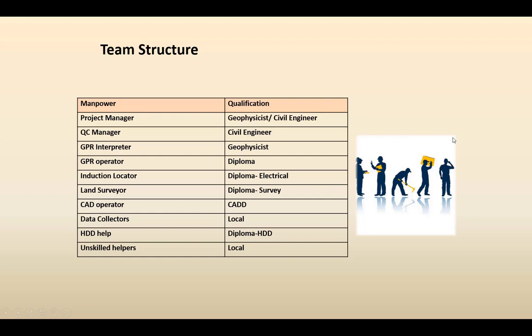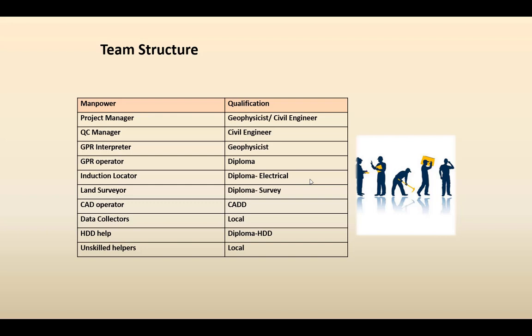The typical team structure of a SUE team: the project manager ideally should be a geophysicist or a civil engineer. Then there should be someone to do the QC, which can be a civil engineer. The interpreter ideally should be a geophysicist. The GPR operator can be a technician, a diploma technician. The induction locator ideally should have a diploma in electrical engineering. The land surveyor should have a diploma in surveying. The CAD operator should be an experienced CAD user.